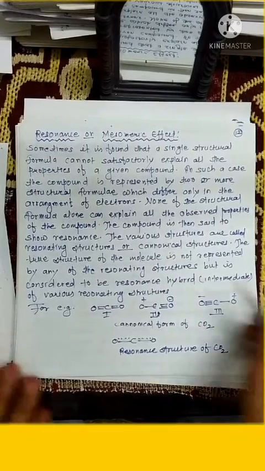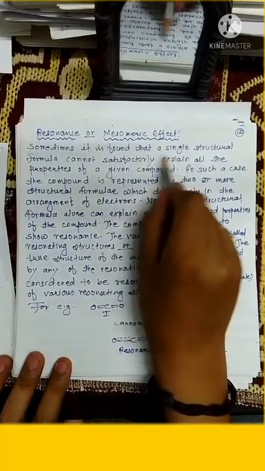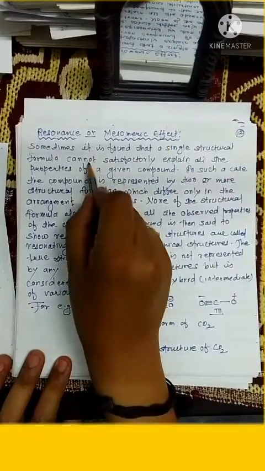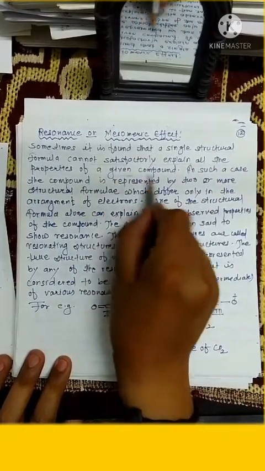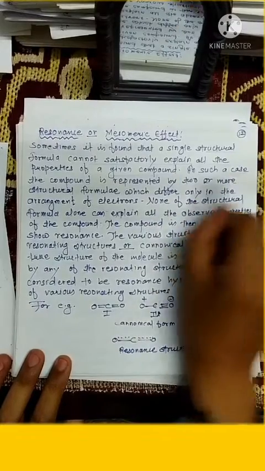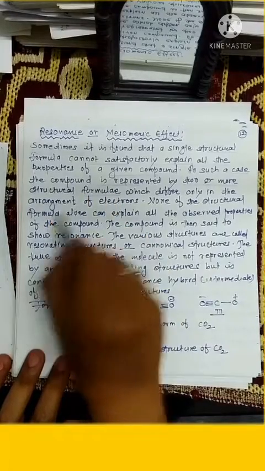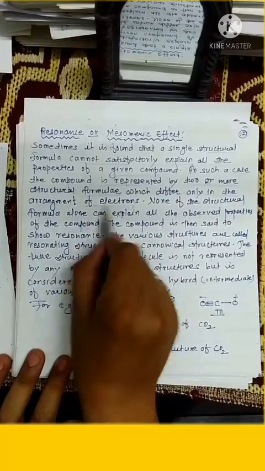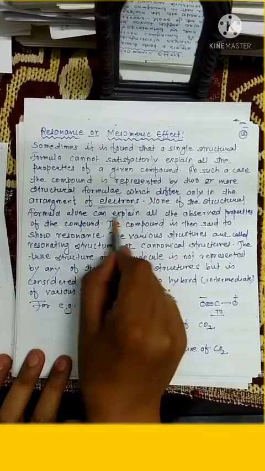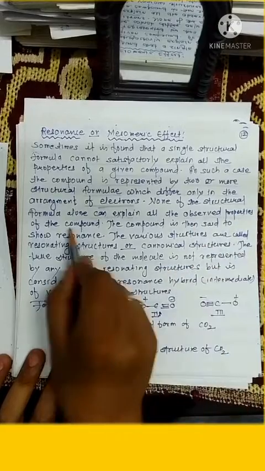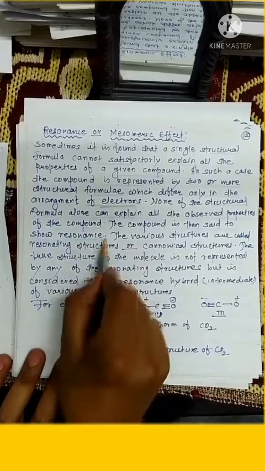Now we are going to see resonance or mesomeric effect. Sometimes it is found that a single structural formula cannot satisfactorily explain all the properties of a given compound. In such a case, a compound is represented by two or more structural formulas, which differ only in the arrangement of electrons. It is important. None of the structural formulas alone can explain all the observed properties of the compound. The compound is then said to show resonance.